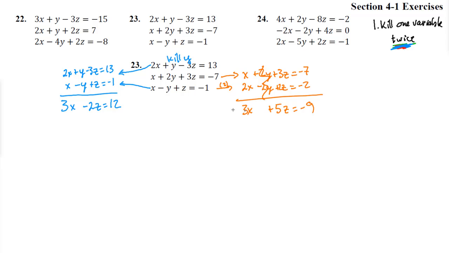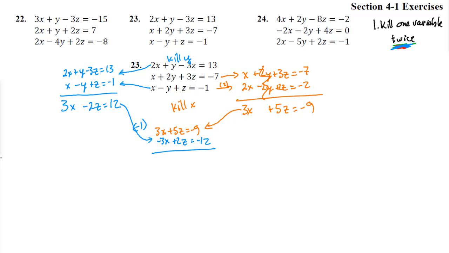Okay, so now we have to work to kill which one? We got to kill either x or z now for this second stage. We could just turn one of them into a negative like this guy, and the x's could go away. Looks like the easiest. So let's kill x right now. So this guy's going to come in just absolutely normal. 3x plus 5z equals negative 9. And this one, we're going to times by a negative 1. So negative 1. That makes it a negative 3x plus a 2z equals negative 12.